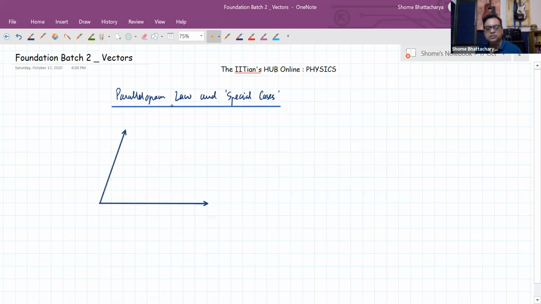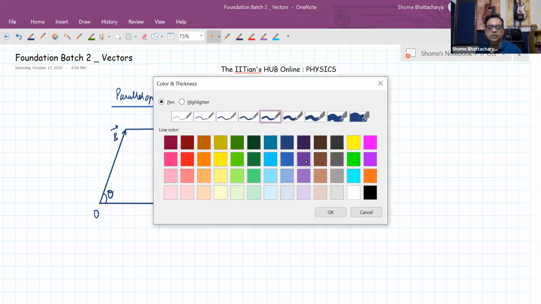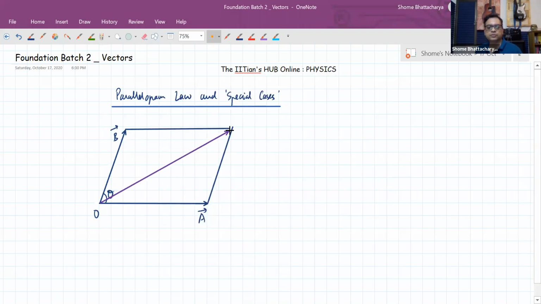If two vectors are drawn from the common origin like this, then we can complete the parallelogram by drawing the other two sides parallel to each of them. And for this parallelogram, the two diagonals that we get will respectively become the sum and the difference. So the primary diagonal, which is from the common origin to the opposite side, becomes the sum, and this angle becomes alpha.